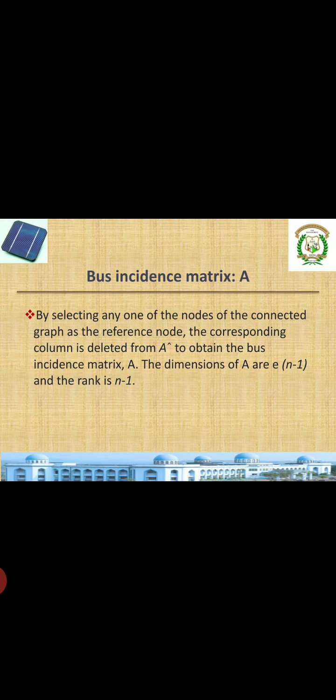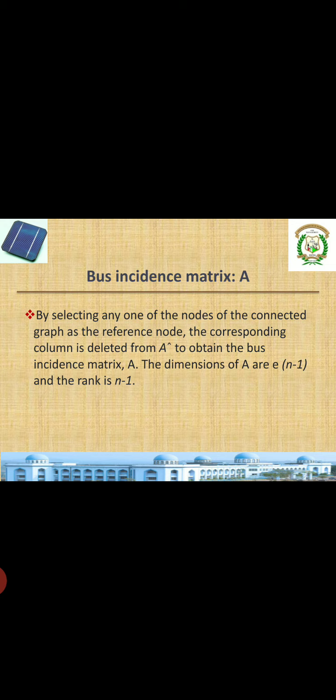Now the dimension of A can be concluded as E cross n minus 1. In the previous A cap, what we are seeing is E cross n, where E is the number of elements and n is the number of nodes. Here E cross n minus 1 is elements by number of nodes excluding the reference node. So here the order of the matrix is n minus 1.